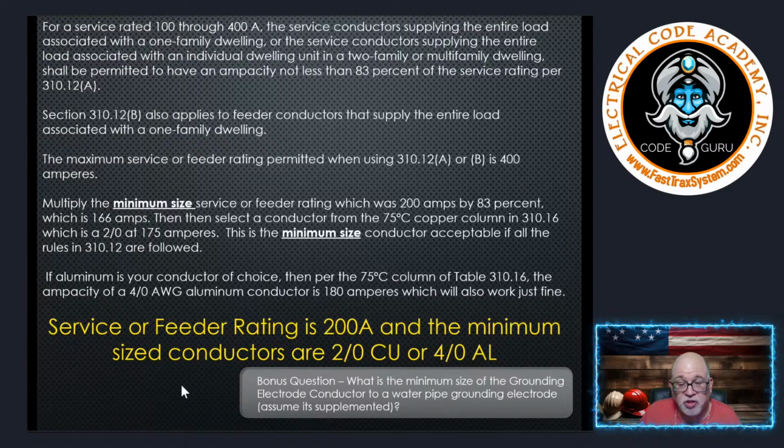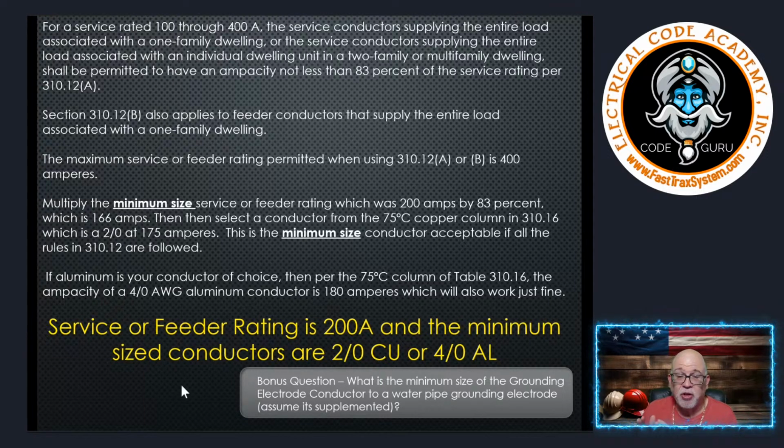If it had said it was a ground rod, then you would go to 250.66(A), and it wouldn't be larger than a 6 copper, that type of thing, or a 4 aluminum, right? Got to worry about the aluminum, though, because you can't terminate it within 18 inches of the earth, so nobody uses aluminum for that. They use copper. But you get my drift. I have a video on that, too, over on Fast Track's Tube.